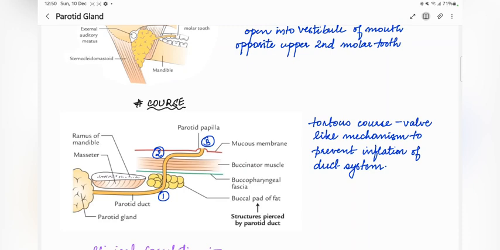The surface anatomy of the parotid duct is also important. On the face, the duct is represented by the middle third of a line extending from the lower border of the tragus to the midpoint between the ala of the nose and the red margin of the upper lip.